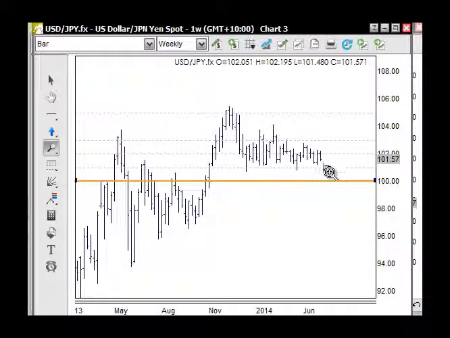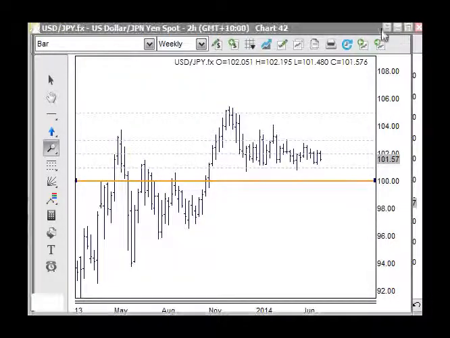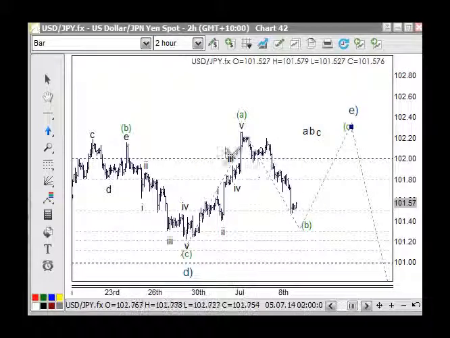So we're expecting it to break lower from here, and that's pretty much what we're looking for, really. It may not get back up above the 102 here. I'm just not quite sure.